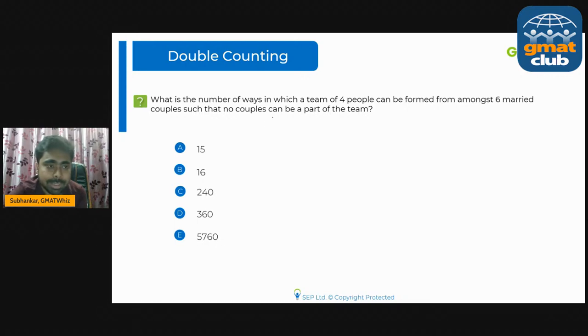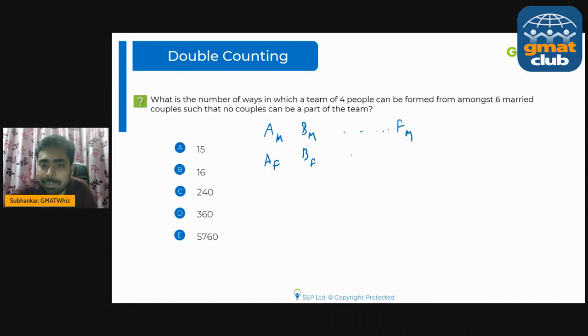As you can see, the question asks, what is the number of ways in which a team of four people can be formed? So I can take any of the people. Among them there are six married couples. Let me take a simple way. Suppose one couple is termed A: a male partner and a female partner. In that way we go on till F.